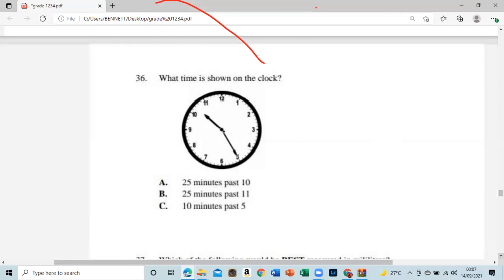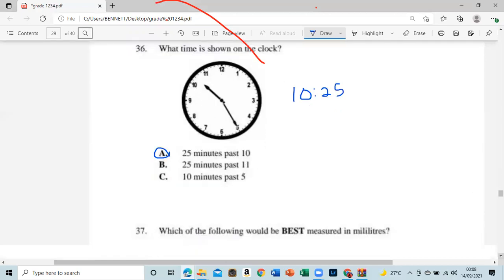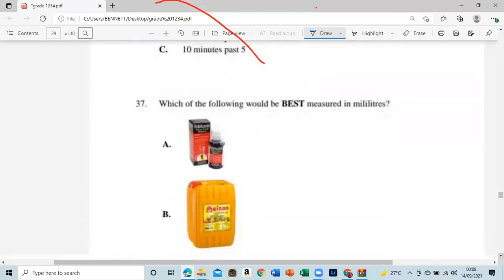Alright. The short hand is between 10 and 11, so it means it's 10. And this means the actual time is 10:25. But they didn't ask them to tell what time it is. So, you know, I'm going to talk Jamaican, so 25 past 10, right? So it's 25 past 10. So, I guess the teachers would have taught students in that manner for them to do.